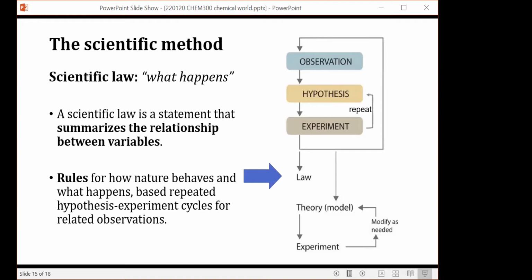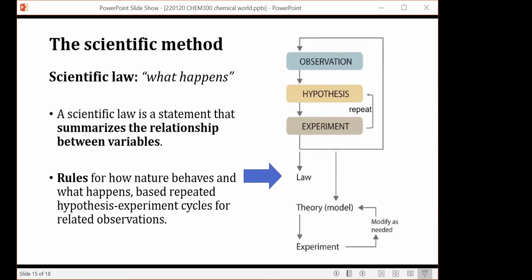So to summarize, a scientific law is really looking at or predicting what happens. It's a statement that summarizes the relationship between variables. And they really give rules for how nature behaves and what happens based on that repeated cycle of hypothesis and experiment. If you repeat that cycle of a hypothesis, predicting what might happen and then testing it enough times, you can come up with a scientific law that then can be used to predict what happens in that same situation over and over again very reliably.